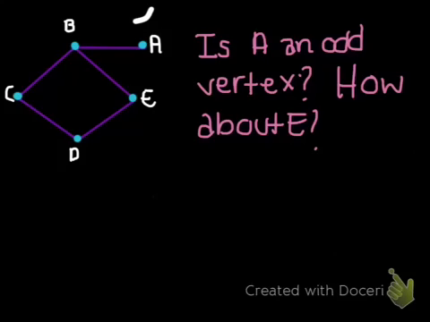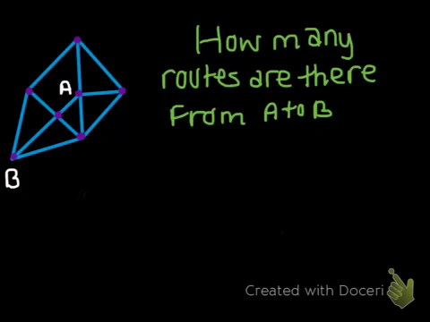For this first independent practice, we need to find whether A is an odd vertex or not. This is vertex A. Is it an odd vertex or not? How about E? This is vertex E. In the second independent practice, we need to find how many routes there are from A to B. This is A, and this is B. So you need to figure it out.